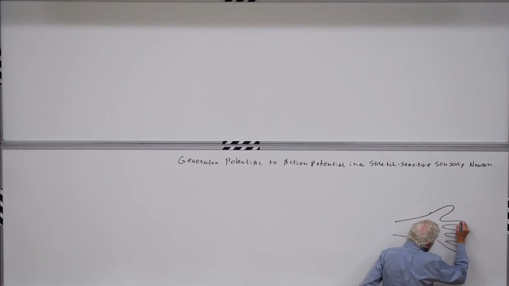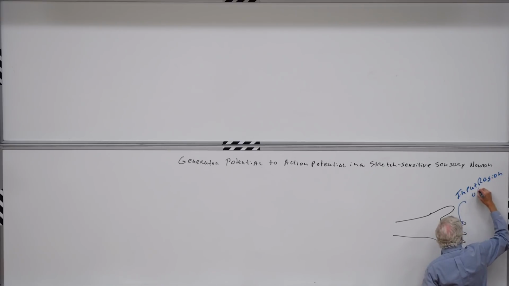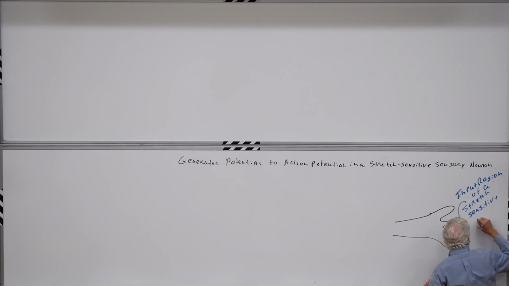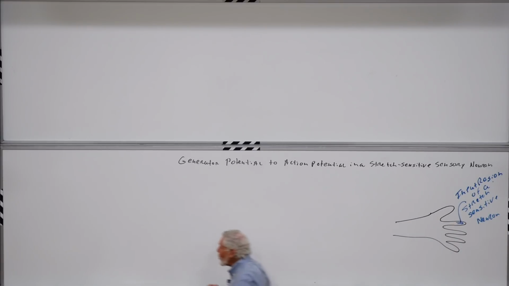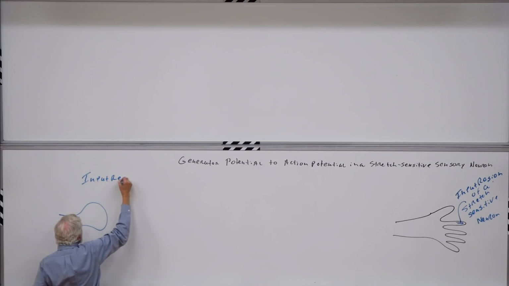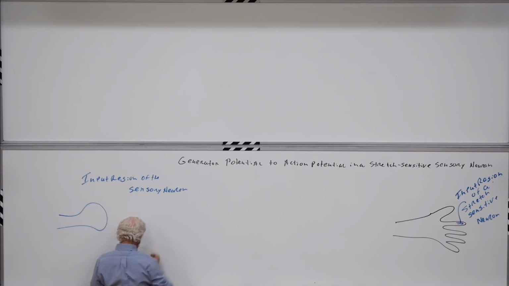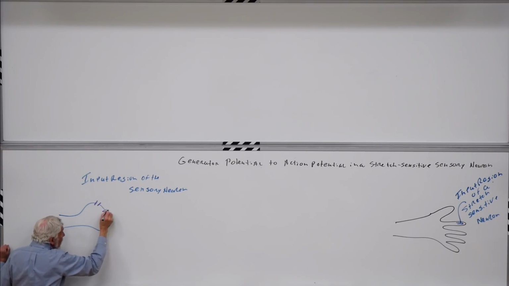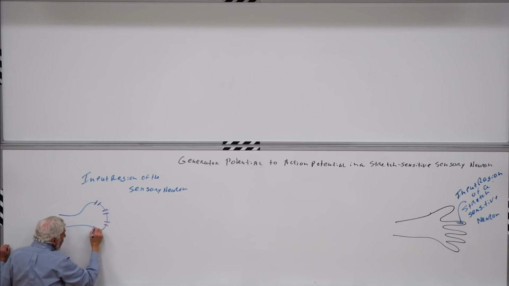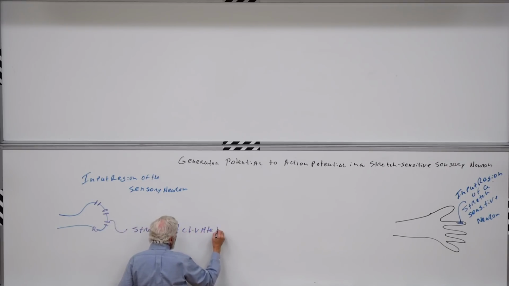Out here is going to be the input region. This is an input region of a stretch sensitive neuron. Well, let's exaggerate that a bit and take this as the nerve ending. This is the input region of the sensory neuron. So out here in the input region of the sensory neuron, we're now going to find a new set of channels. I'll put these guys in purple. These are stretch activated channels.